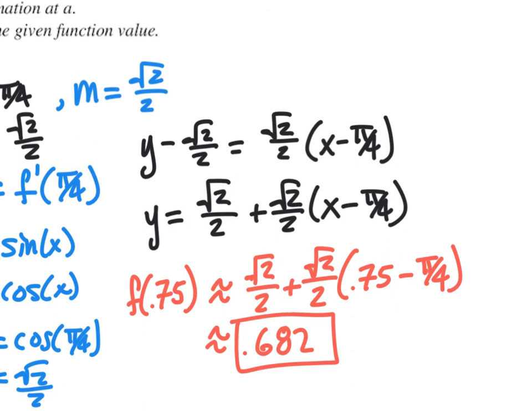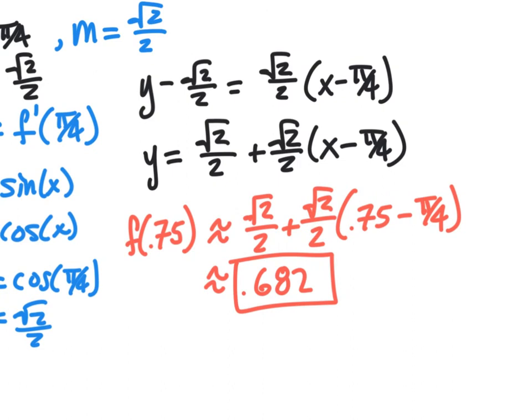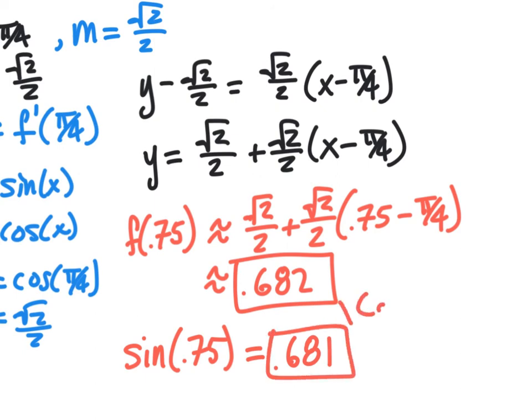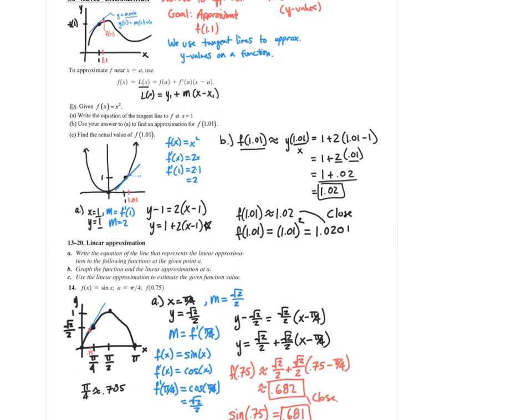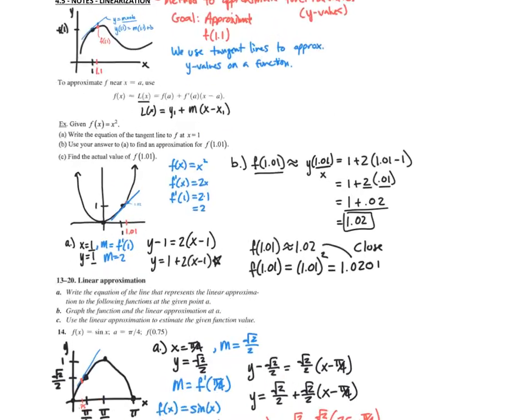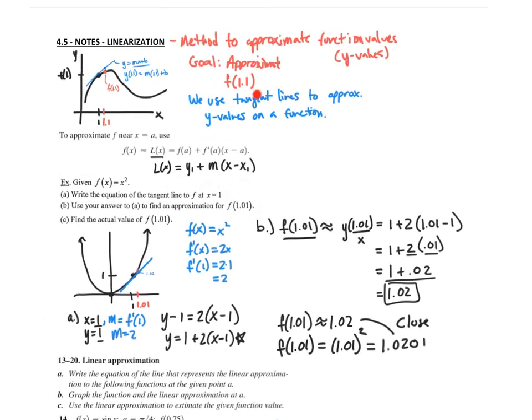And so, let's just think about this for a second. Let's actually find sine of 0.75 and see what that is. Let me plug that into my calculator. After I've calculated it, I get about 0.681. Okay, and so these numbers are very close. All right, and so that's the gist of it. Hopefully this makes sense to you. What we're doing, and this is the big thing, is we use tangent lines to approximate y values on a function.